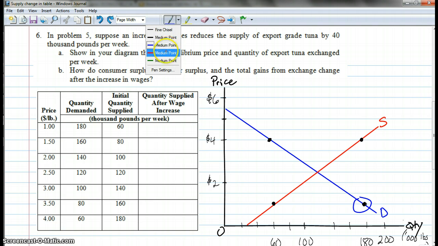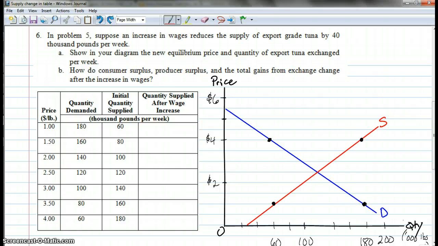And likewise, for the supply curve, at a $1 price, there are 60,000 pounds per week supplied, that value. And at a $4 price, I've plotted the 180,000 pounds here. So having plotted those initial data, I'm ready to get started on constructing the supply curve after the wage increase.